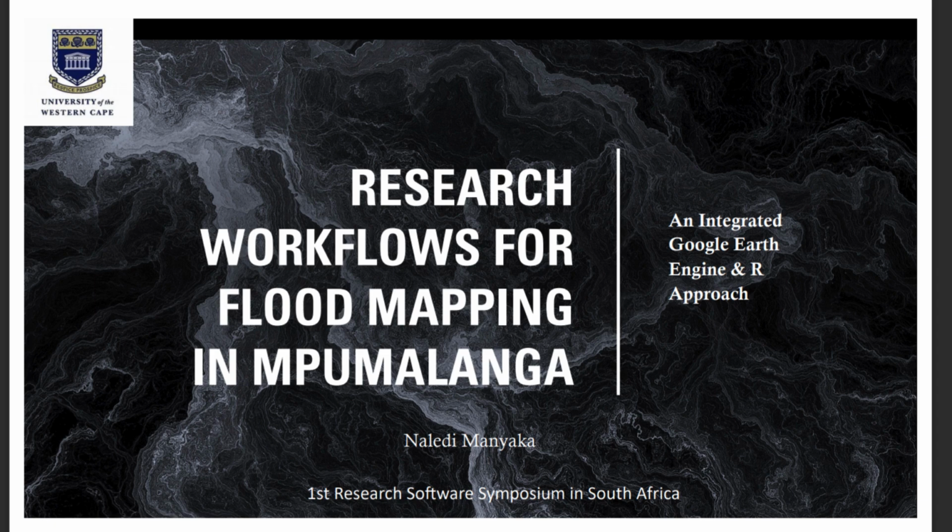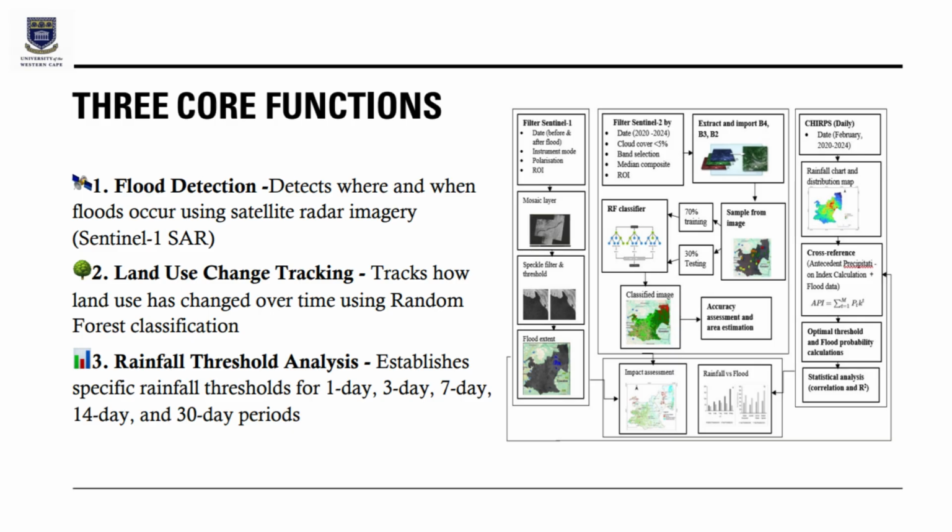Here are the three core functions of the framework. Basically, it is for flood detection, as well as land use, land cover change tracking, and rainfall threshold analysis to check the relationship between rainfall and flood, and determine the thresholds that lead to flood occurrence.